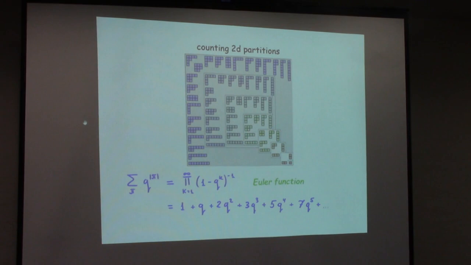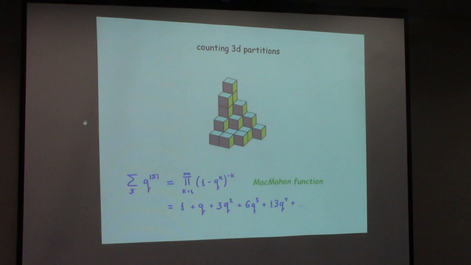This has a natural generalization, which can also be expressed as an infinite product, very much like the Euler function given by the infinite Euler product on the previous slide, except that instead of taking the product of 1 minus q to the power k, you also raise this to the kth power. And again, everything sits in the denominator, so you expand it as a q series. You now get much faster growth of the coefficients of q to the n.